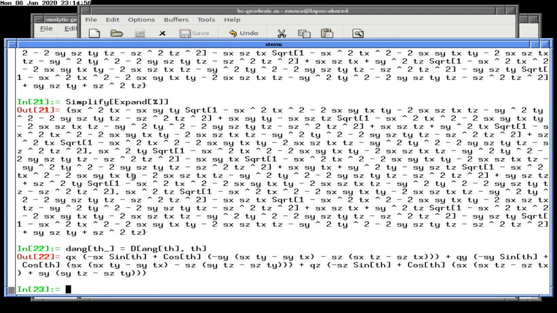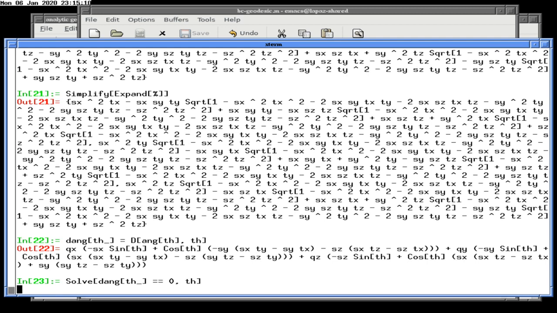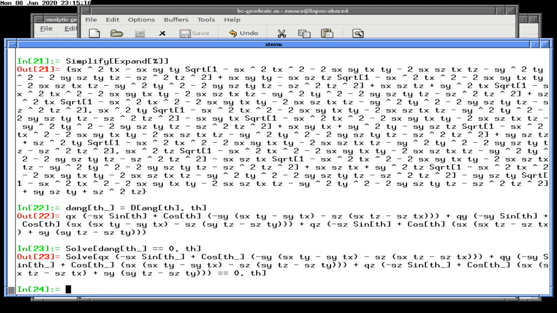Okay. That still looks really nice. So let's go for broke. What value of theta gives us a 0 here? Thinking. Oh, it does not want to solve that one. Wait, that's wrong. Sorry, d angle theta. I wasn't defining anything there.